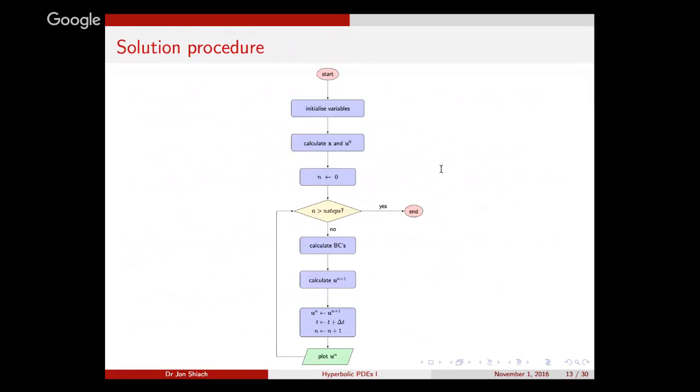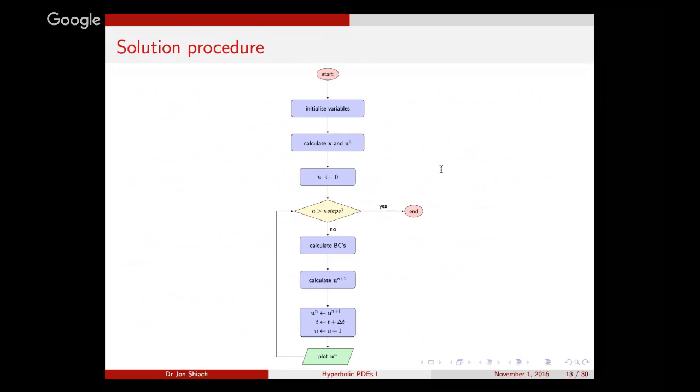Okay, solution procedure. What are the mechanics of our solver? You start by initializing all your variables. What's your velocity? What's your time step? What's the domain, etc. And you calculate your x array, which is the coordinates of your finite difference nodes, and u0, which is your initial conditions, which in this case was that Gaussian function.